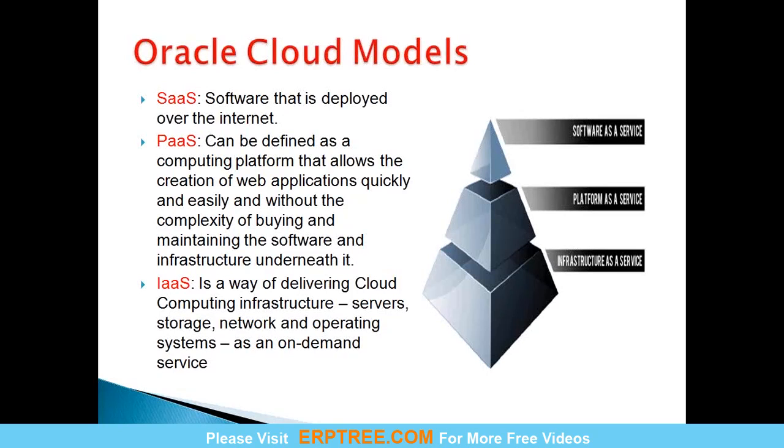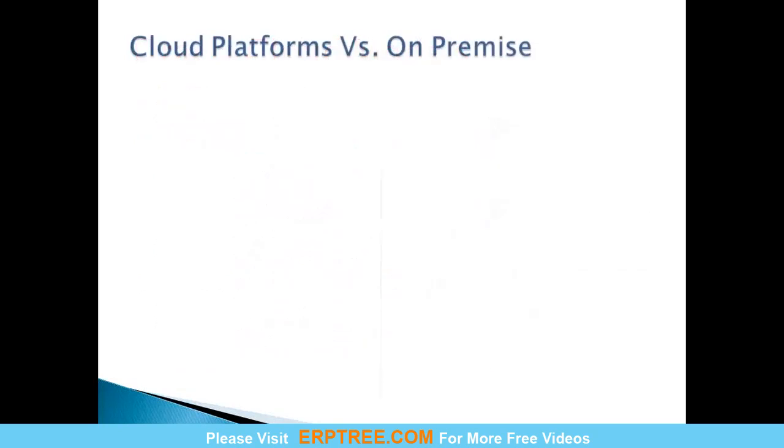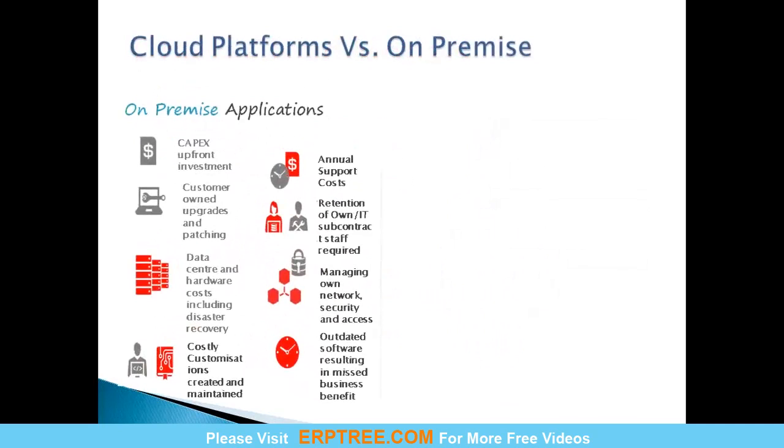So in contrast to the on-premise applications, the software as a service will have a few differences, which we can see on this slide. Traditionally, the on-premise applications like PeopleSoft or JD Edwards, or e-business applications, we generally put them as on-premise applications, where the customer has to invest a lot and customer has to own the upgrades and the patching. And these on-premise applications have data center and hardware costs which have to be borne by the customers, and any customizations have to be made, which will be very costly to create as well as maintain.